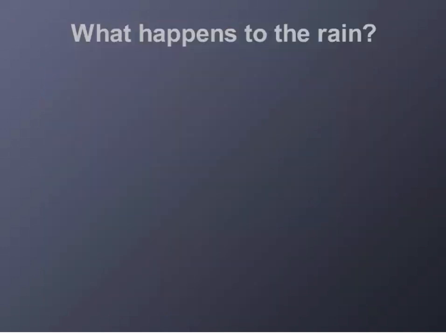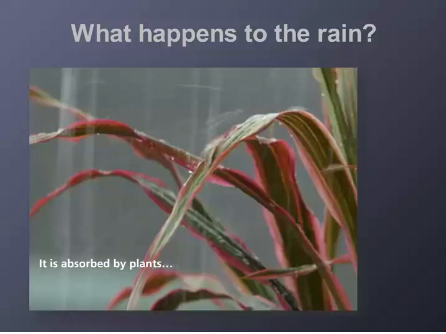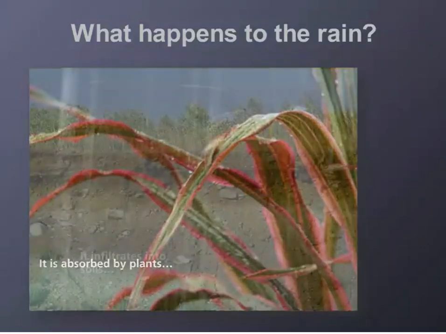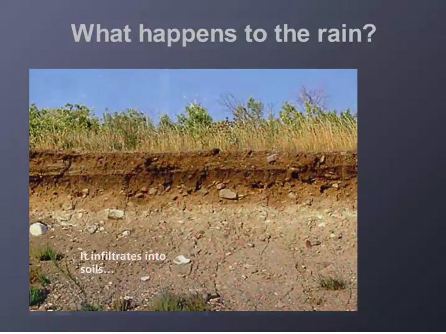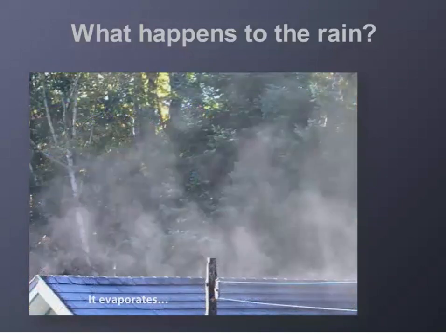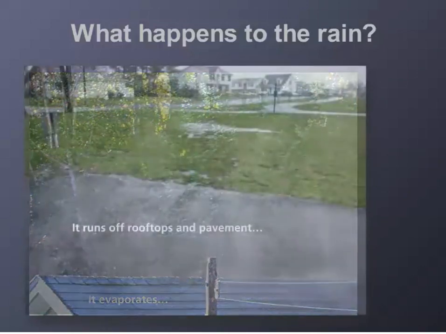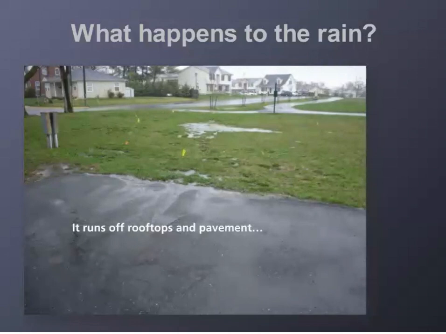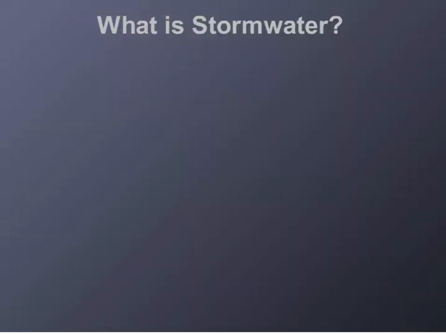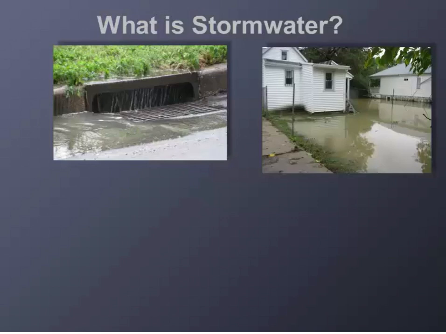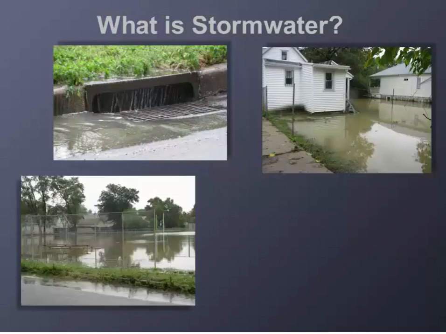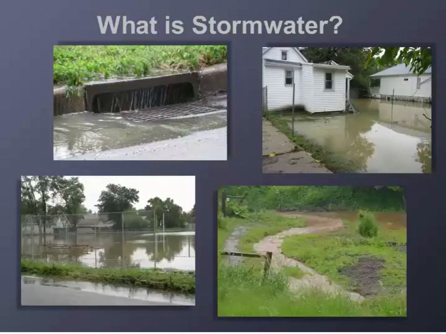Let's talk about what happens when it rains. It is absorbed by the plants, it infiltrates into soils, it evaporates, and it runs off impervious surfaces such as rooftops and pavement. This water that runs off is called stormwater runoff. Stormwater runoff must be managed to avoid flooding and polluted waterways.